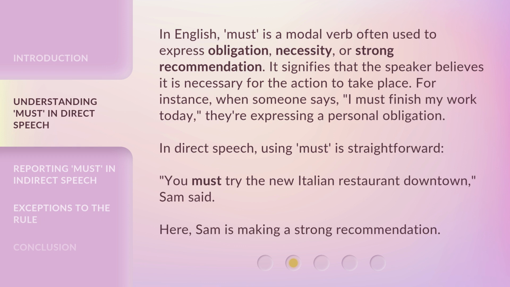In direct speech, using must is straightforward. "You must try the new Italian restaurant downtown," Sam said. Here, Sam is making a strong recommendation.